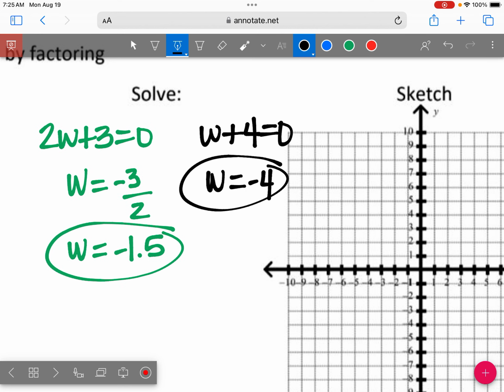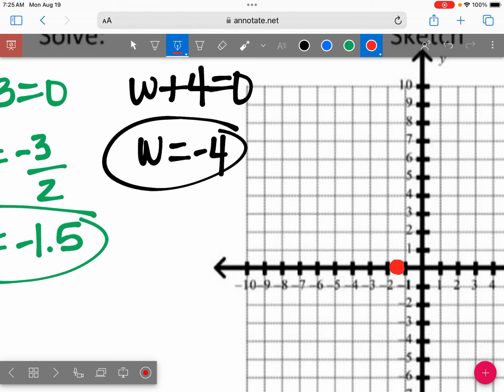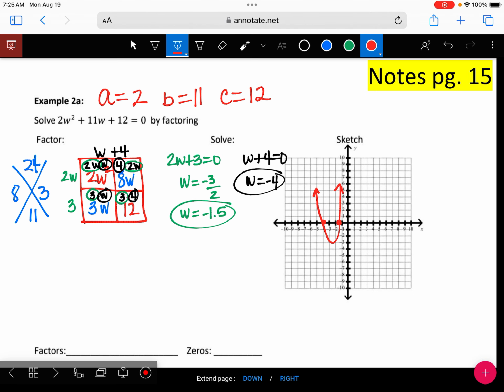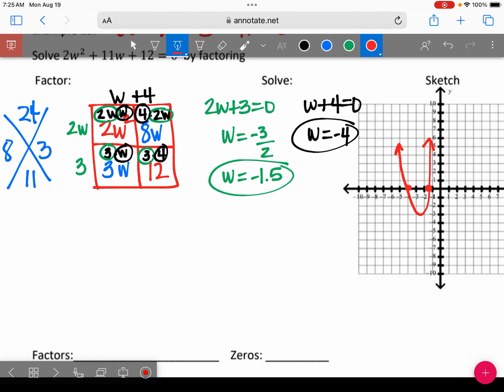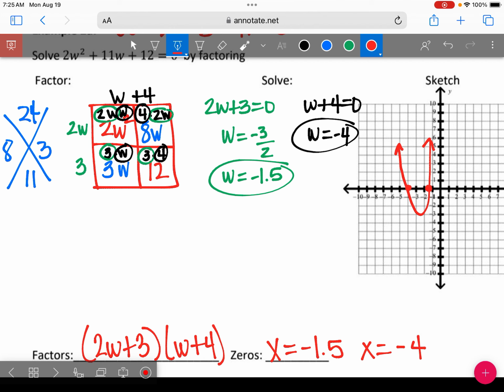Let's go ahead and plot those points. So you're just going to put a point. Where do you think negative 1.5 is going to go? In between what two numbers? Yeah, negative 1 and negative 2. Yep. So I'm going to put a point right here, and then a point right here, and then you just make a sketch. So where it says factors, you're going to put your 2W plus 3 and the W plus 4. For your zeros, that's x equals negative 1.5 and x equals negative 4.